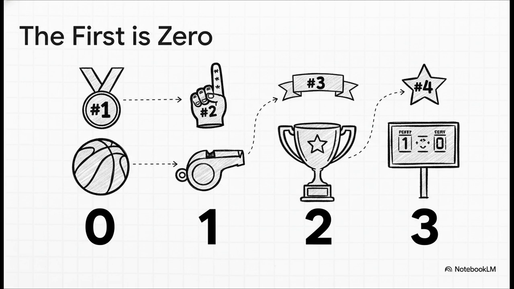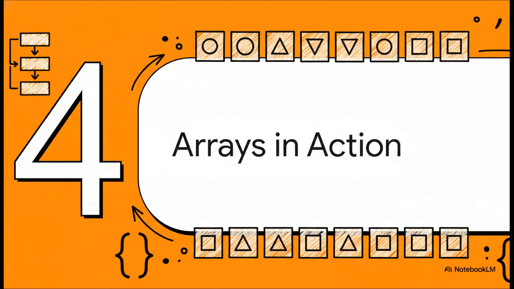Let's break that down because it is so important. The very first item in an array is at index 0. The second item is at index 1. The third item is at index 2. And so our 4th quarter score is at index 3. I know it feels a little strange at first, but I promise you get used to it really fast. Okay, enough theory. Let's see how this all looks in actual code. How do we create and use these powerful data structures for real?